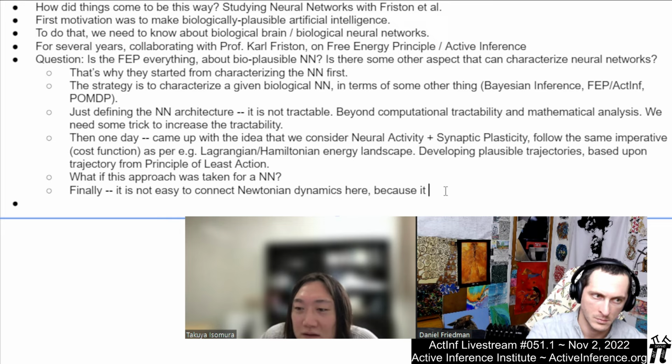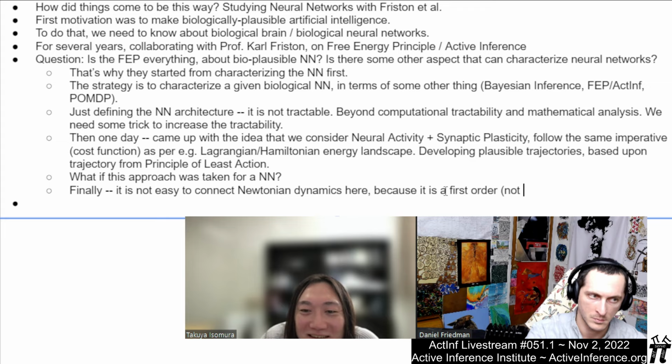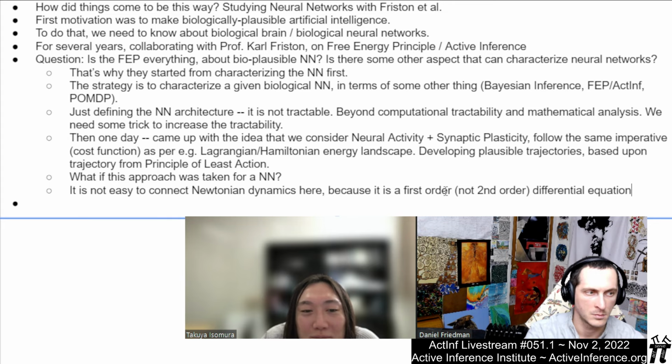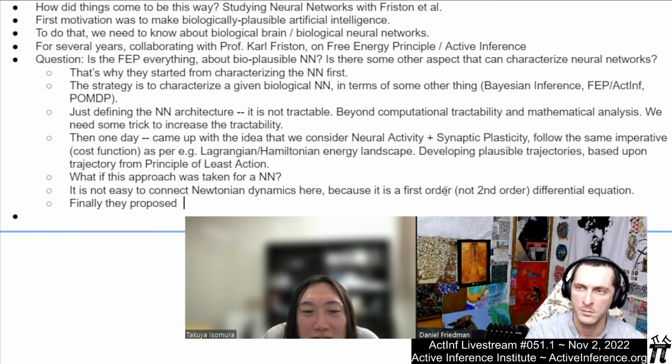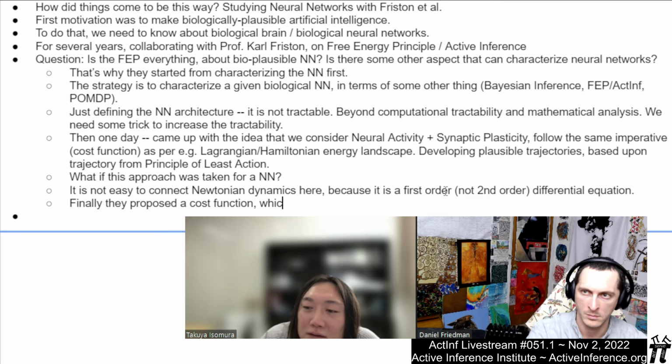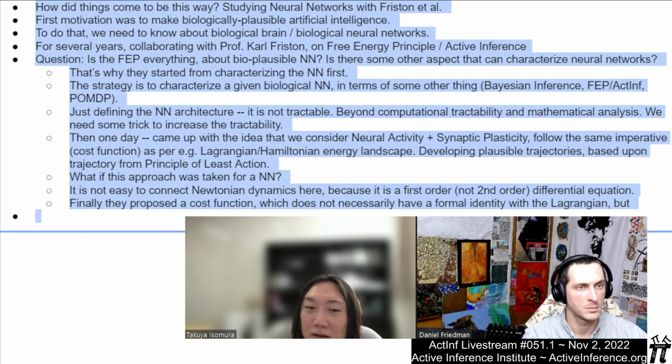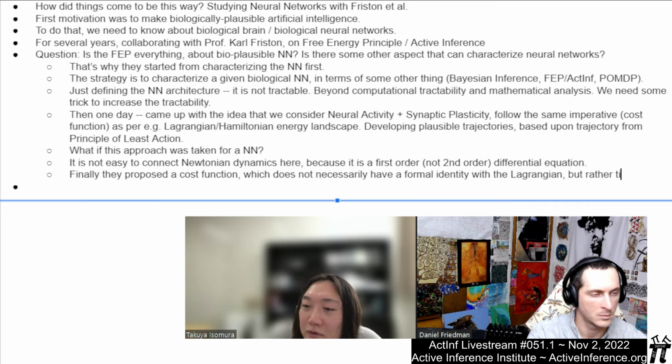And considering many things, we finally used a cost function proposed in the papers, which does not necessarily have a formal identity with the so-called Lagrangian in Newtonian physics, but it is rather plausible as the rule or underlying mechanism of this type of network.